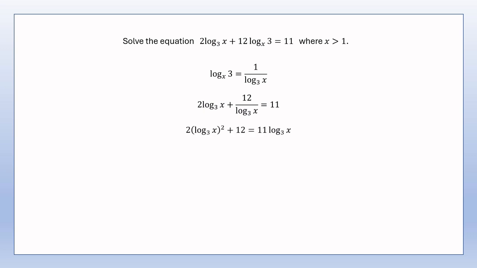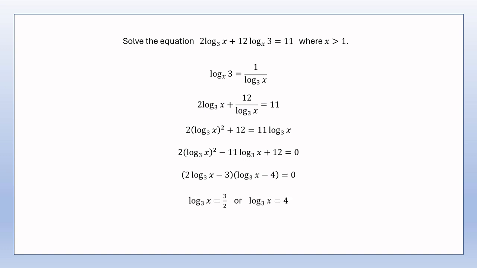So I'll multiply through by log to the base 3 of x to get 2 times log to the base 3 of x all squared plus 12 equals 11 log to the base 3 of x, giving 2 times log to the base 3 of x all squared minus 11 log to the base 3 of x plus 12 equals 0. And this factorizes into 2 log to the base 3 of x minus 3 times log to the base 3 of x minus 4 equals 0.